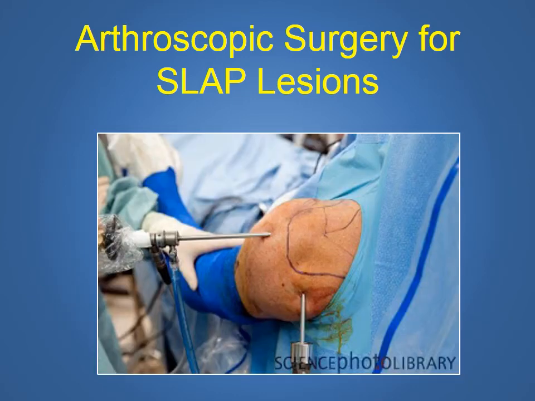This is a photograph displaying the setup for arthroscopic shoulder surgery with a small camera device placed inside the shoulder through a small incision on the side, and instruments such as a shaving device placed in the back of the shoulder through a similar small incision.